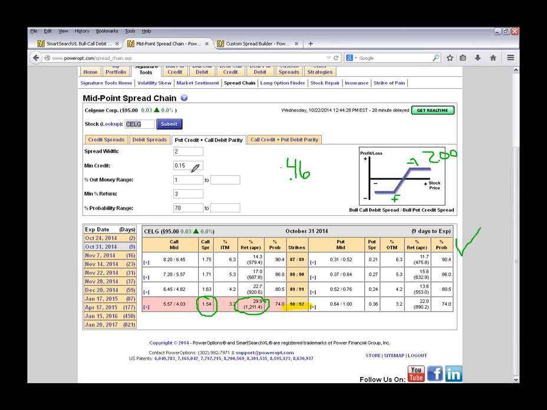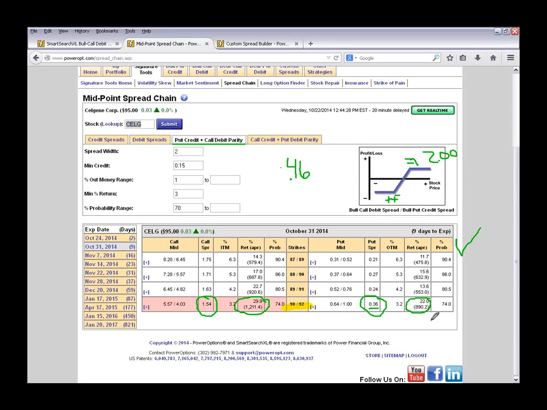Now on the right, in our spread chain view, I'm looking at put credit and call debit parity. Using the midpoints, the net credit for selling that 92 put and buying the 90, same risk-reward profile, but the midpoint only gives us a net credit of 36 cents. So the max return would be 36 against a risk of 164 now, so that's a 22% yield.